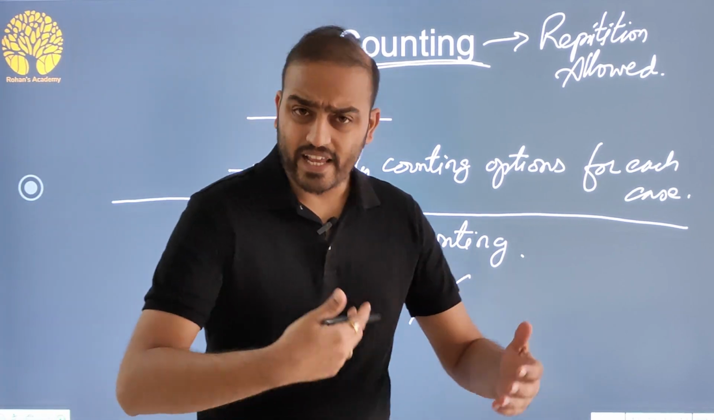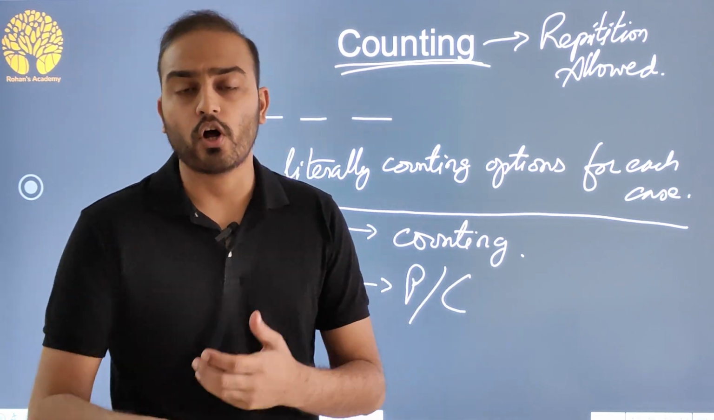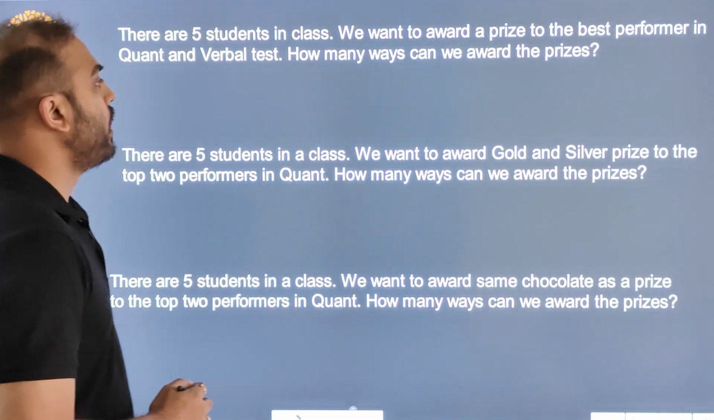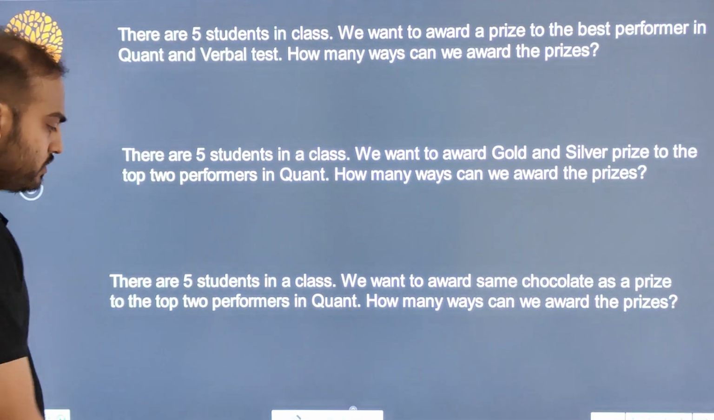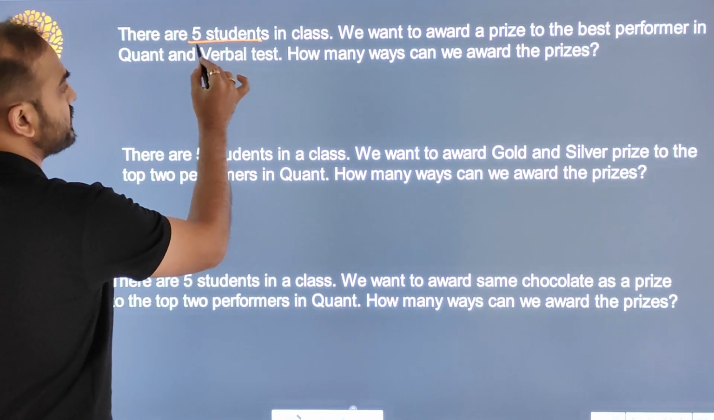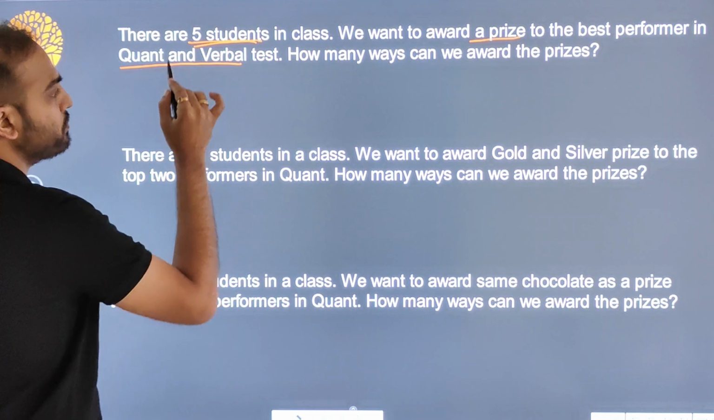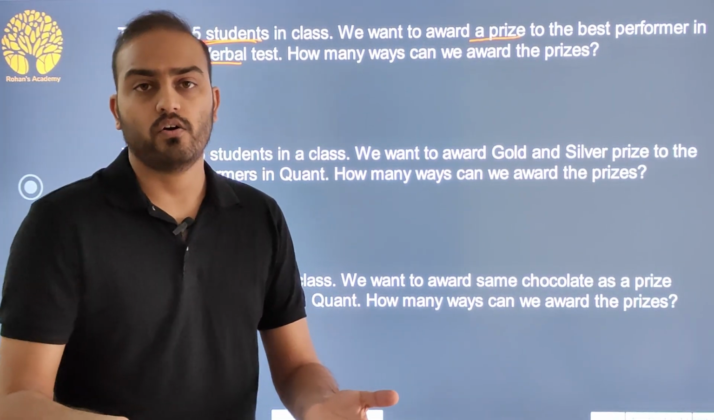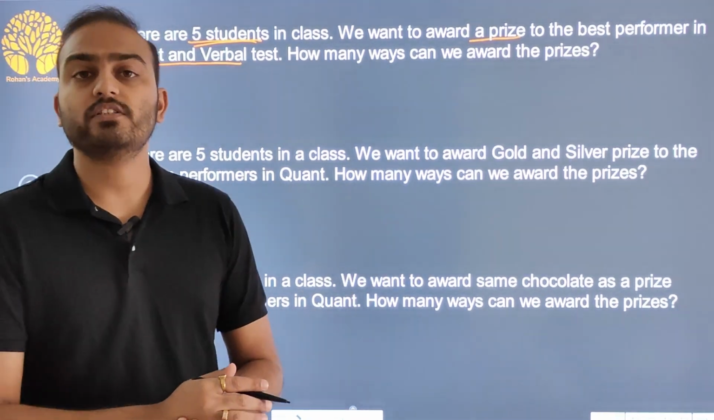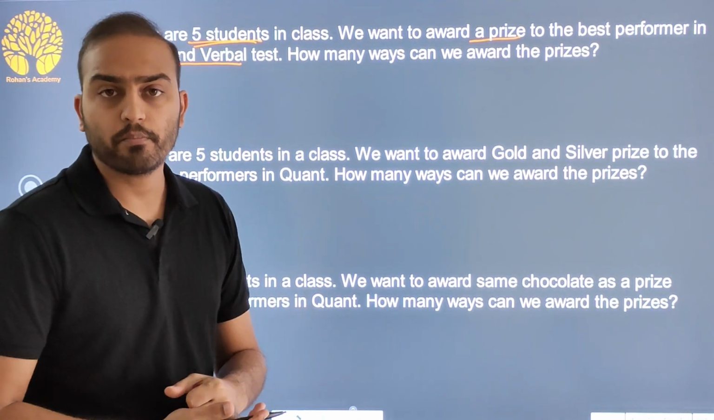Now let's take an example to understand the difference between the three. What do I mean by repetition allowed or not allowed, when to apply, how to apply? If you read the first example, it says we have 5 students. We are awarding a prize to the best performer in quant and verbal. In how many ways can we award the prizes?